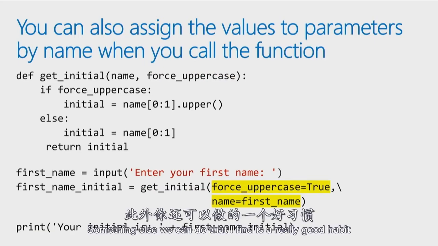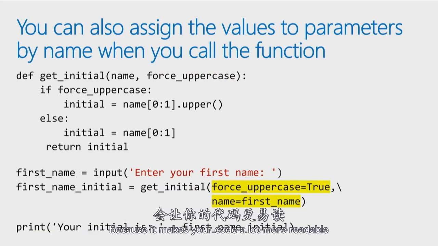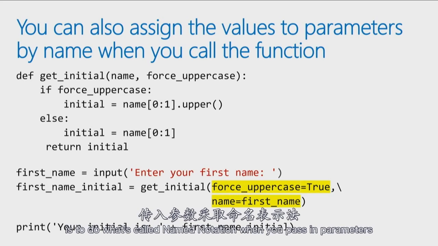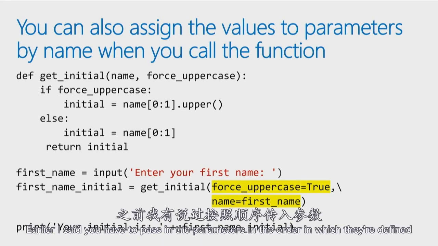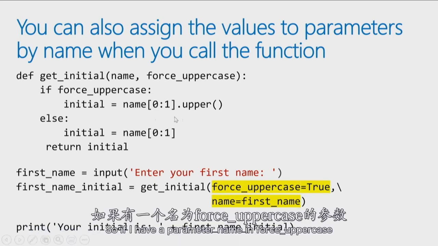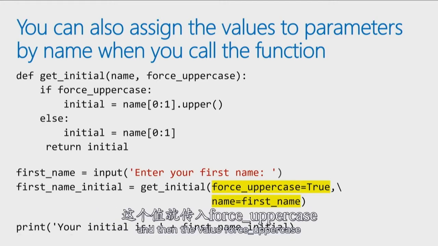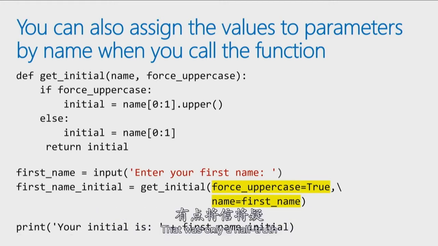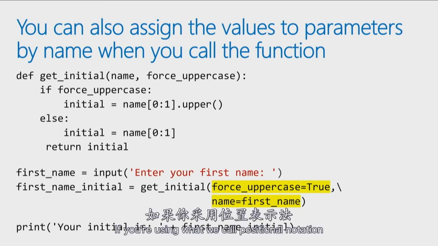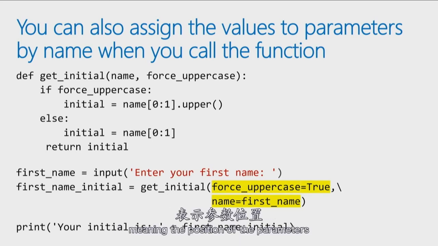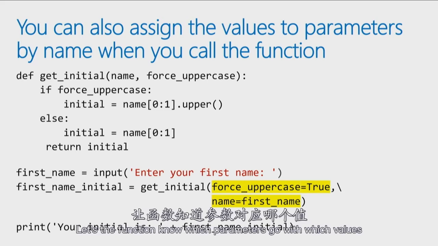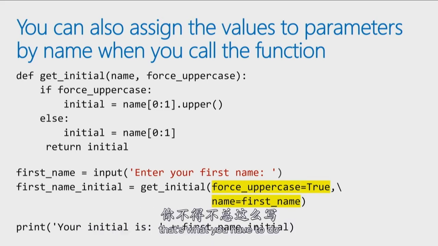Something else we can do that I find is a really good habit because it makes your code a lot more readable is to do what's called named notation when you pass in parameters. Earlier I said you have to pass in the parameters in the order in which they're defined. So if I have a parameter name and force uppercase, you have to pass me in the name and then the value force uppercase. That was only a half-truth. If you're using what we call positional notation, meaning the position of the parameters lets the function know which parameters go with which values, that's what you have to do.